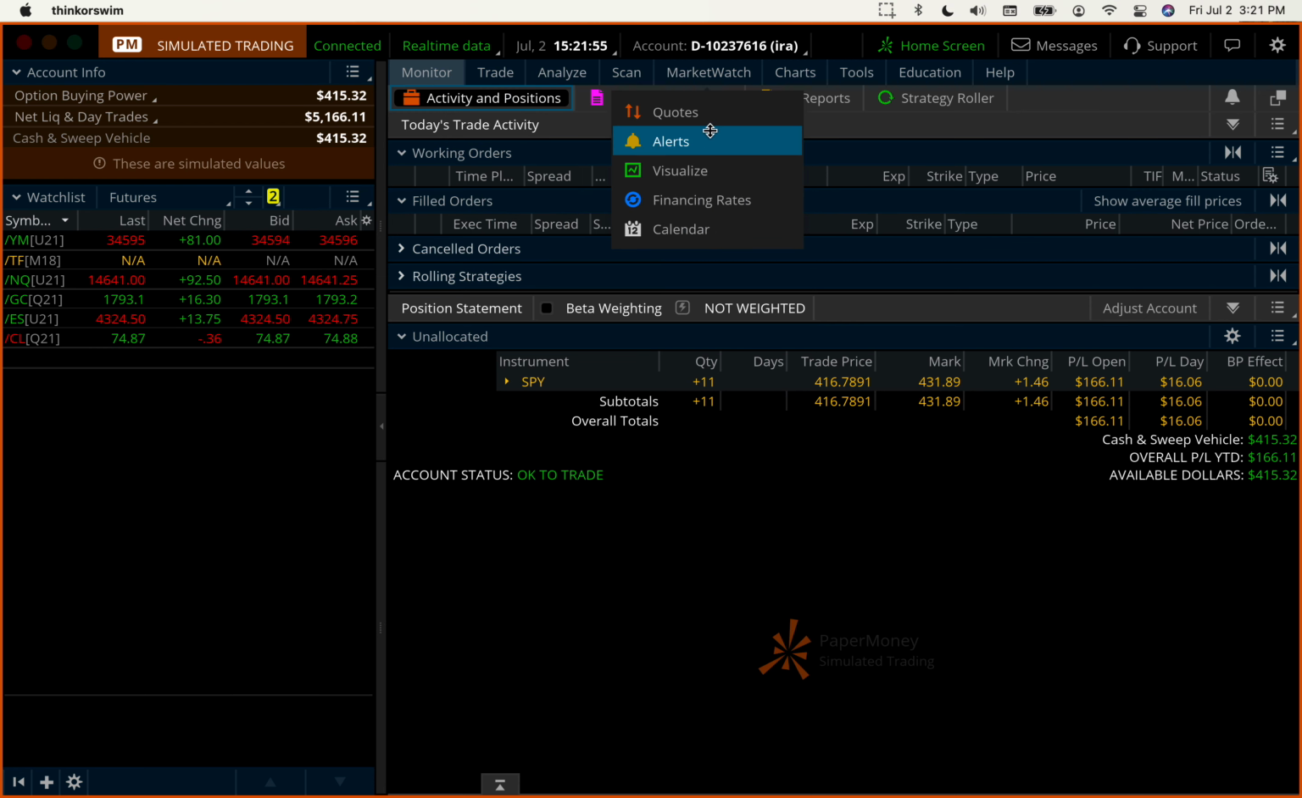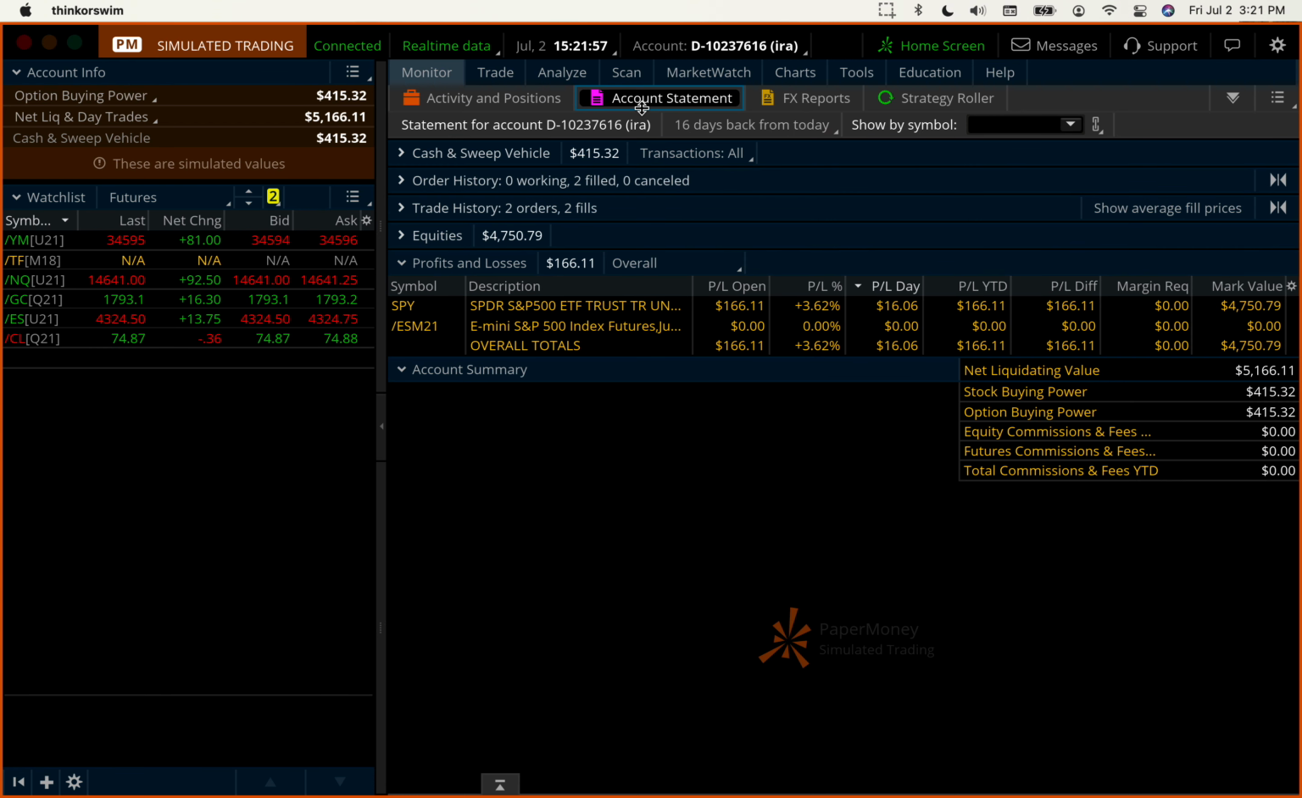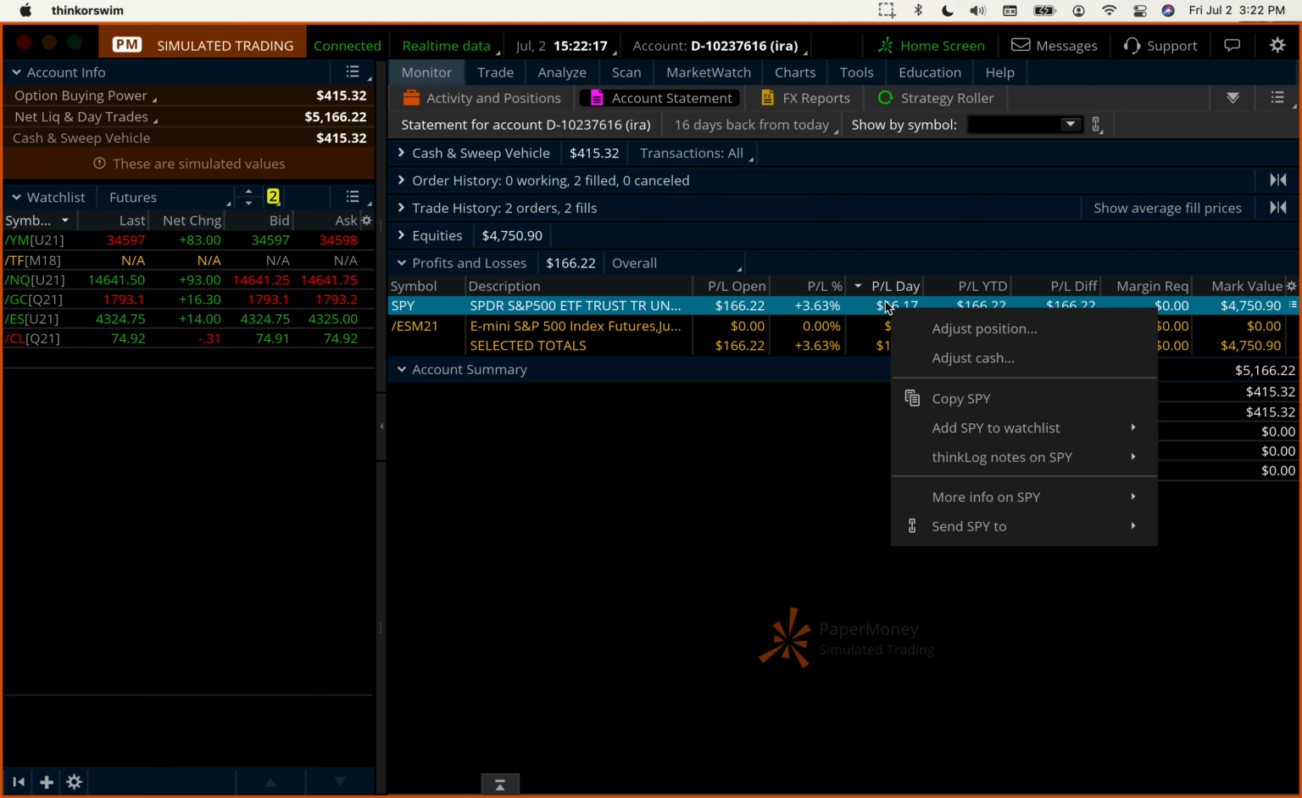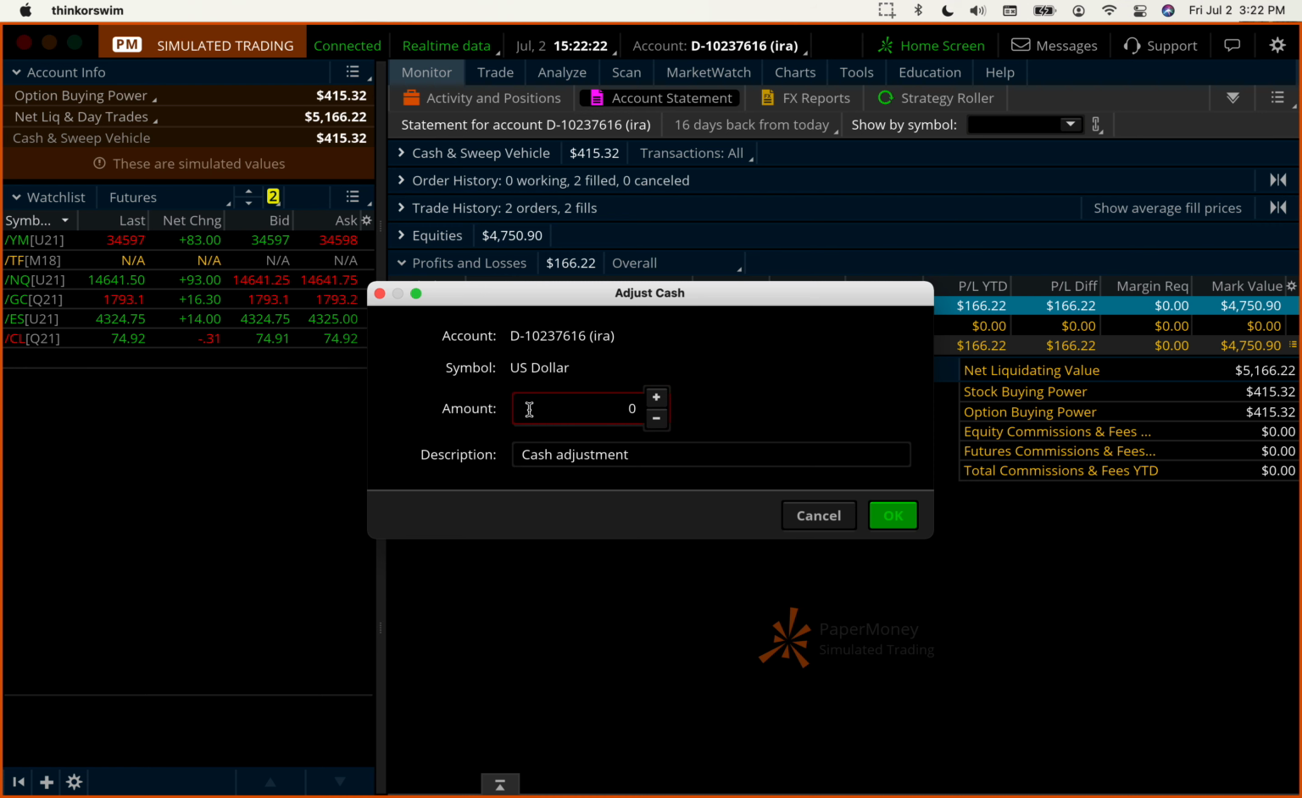If you have a real life account, you just simply add $500, talk to your broker, send them the money and all that. But because this is a paper trading account, I'm just going to come here to the account statement. You can follow along if you want to, and if you do, simply press the command key and say adjust cash. And then here you're going to add $500. Make sure that you put a plus sign ahead, and there it is.